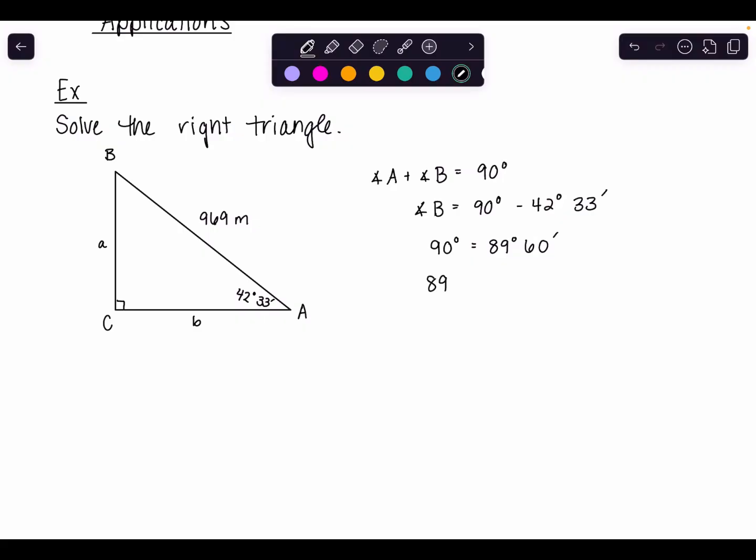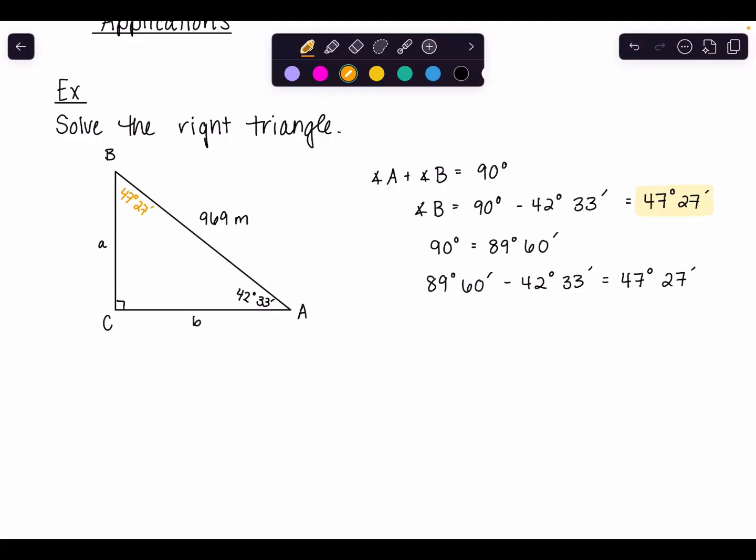So if I take 89 degrees and 60 minutes, and I subtract 42 degrees and 33 minutes, then I just subtract the like things. 89 minus 42 is going to give me 47. So I'm left with 47 degrees. 60 minus 33 gives me 27. So 90 degrees minus 42 degrees and 33 minutes is 47 degrees and 27 minutes. So that is our missing angle. So angle B in here, 47 degrees, 27 minutes.